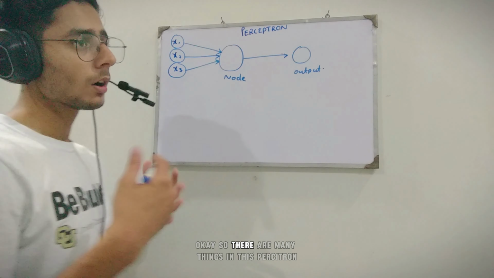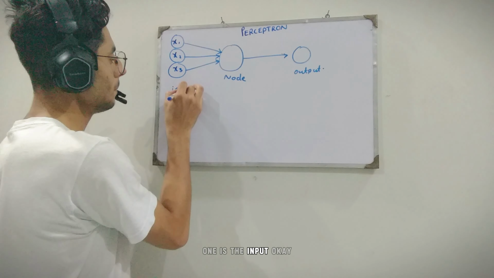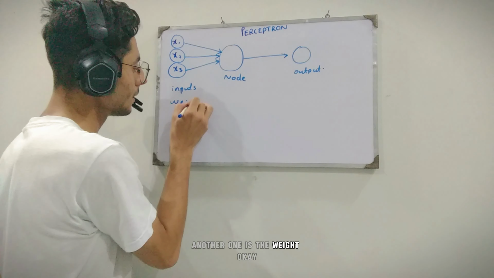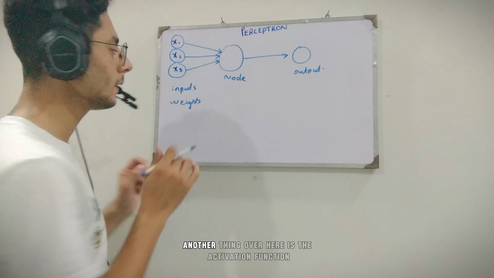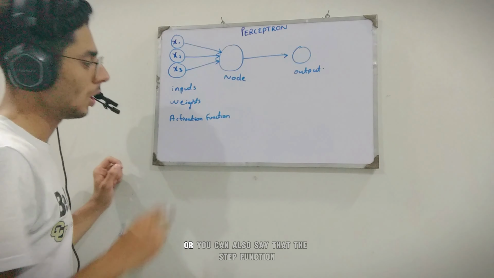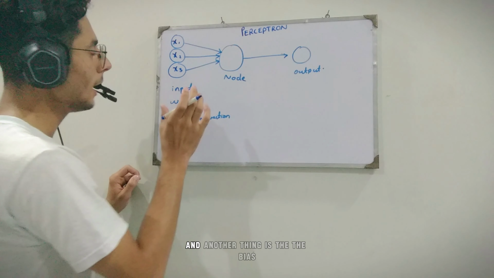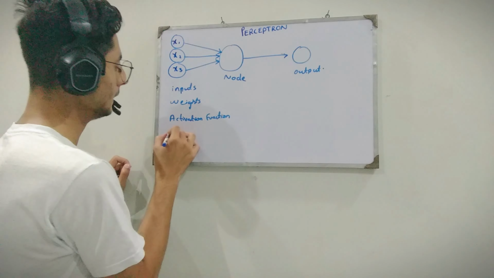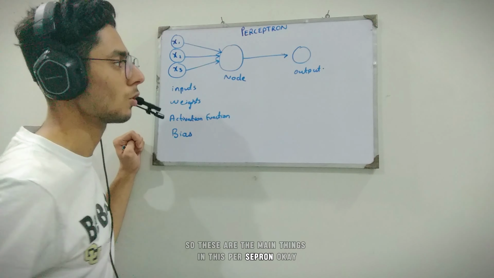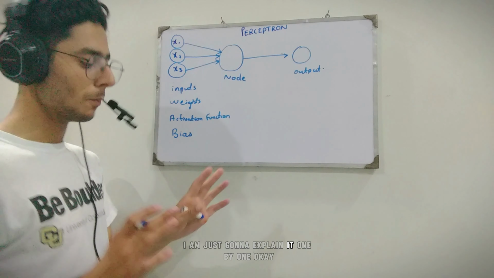Okay, so there are many things in this perceptron. One is the inputs. Another one is the weights. Another thing over here is the activation function, or you can also say the step function. Both are the same thing. And another thing is the bias. So these are the main things in this perceptron. What are these things? I am going to explain them one by one.